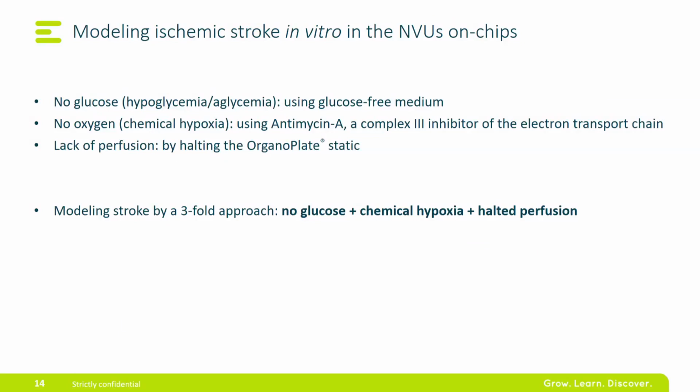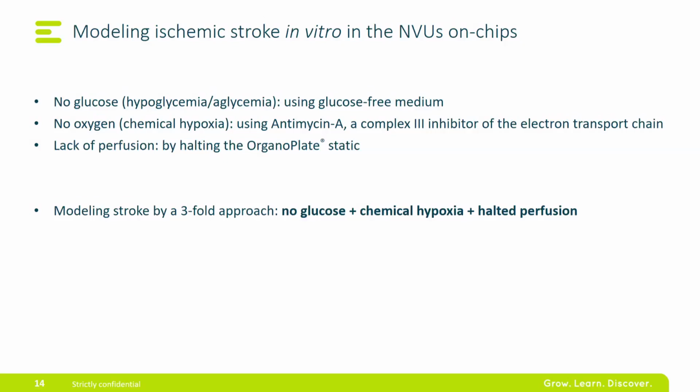Now going to stroke. Now that we have a functional neurovascular unit, we want to model what happens in the stroke. There are three components that we use to model this disease. No glucose, so we used a glucose-free medium for that. No oxygen, because of course if the clot disrupts the blood flow to the brain, there's also no oxygen flowing there, and we modeled that by using antimycin A, which is a complex III inhibitor of the electron transport chain.